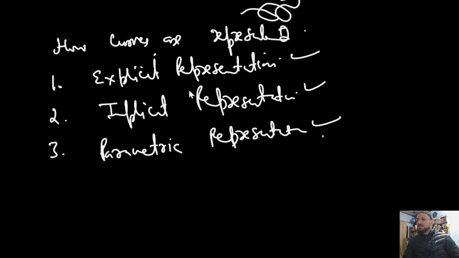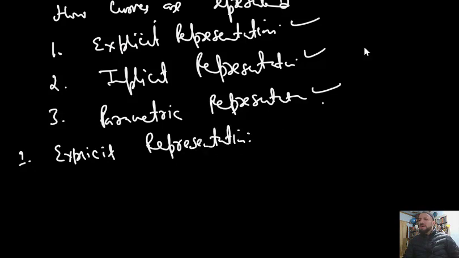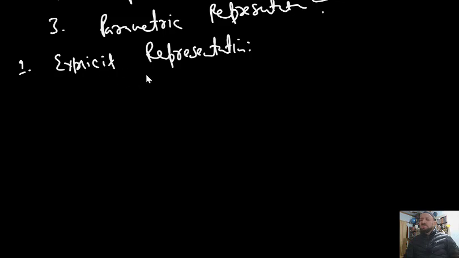So what is the explicit representation? How do we represent the curve using explicit representation? In explicit representation, we have a dependent variable and an independent variable, like y is equal to f of x. For each value of x, we have exactly one value of y. Only one value of y.